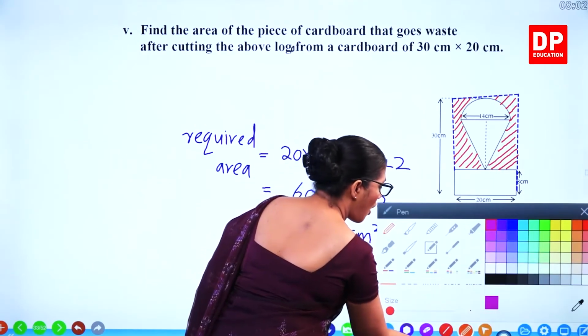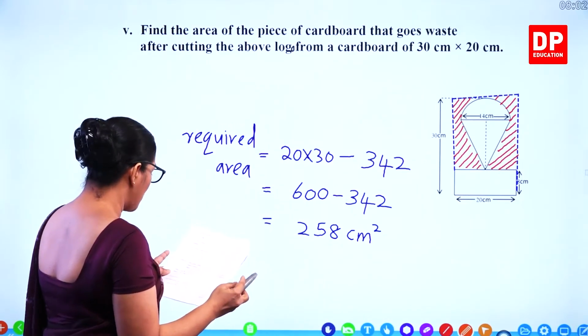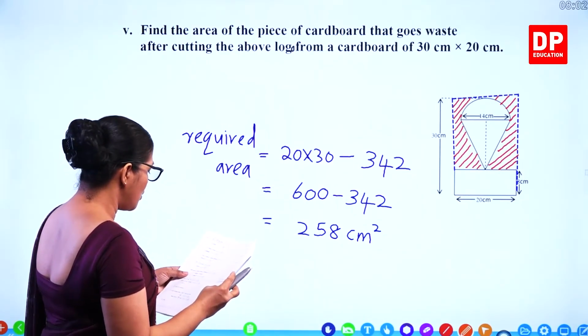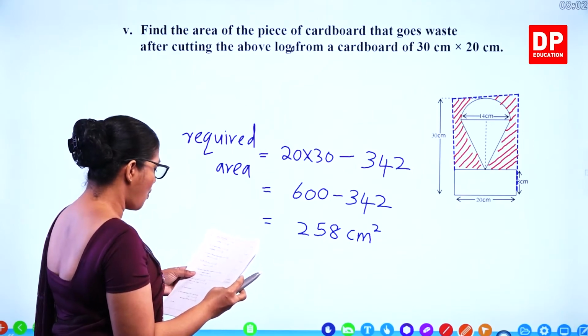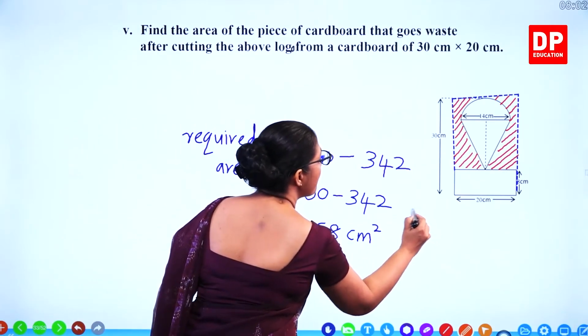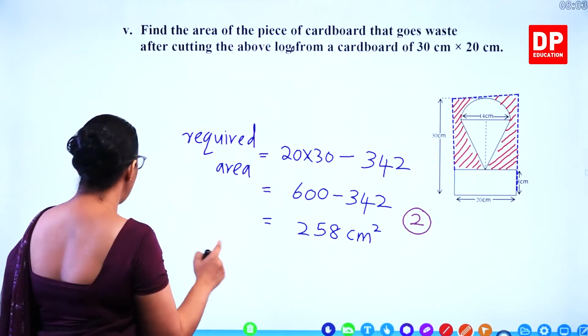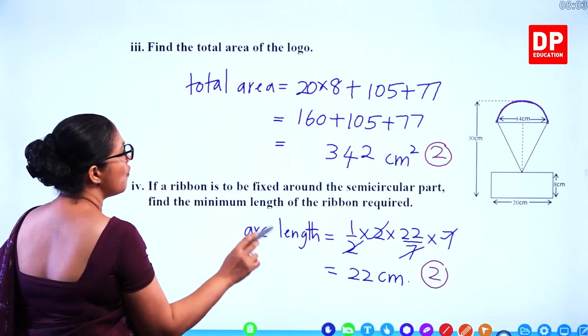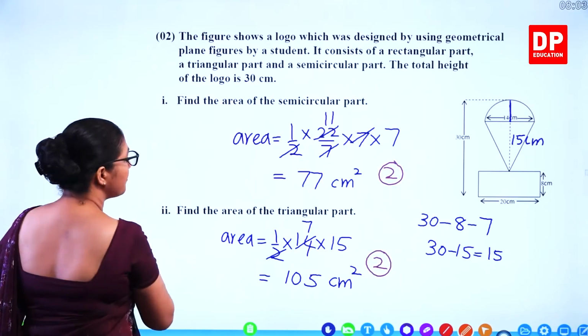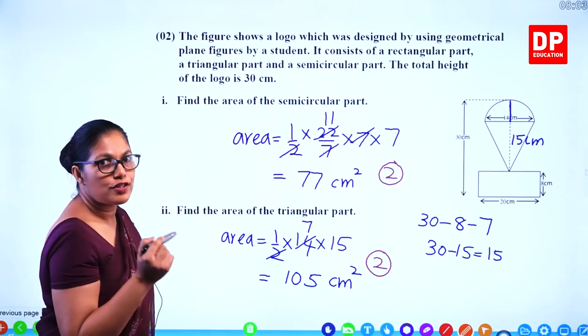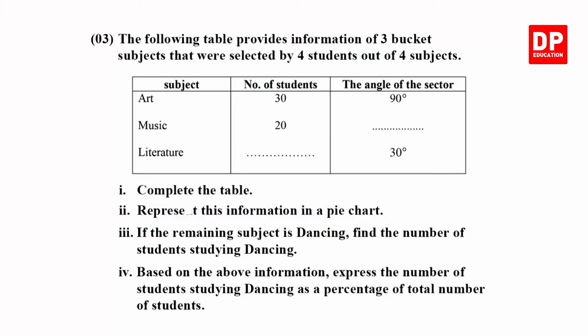So how many marks for this step? So the fifth part, you get 2 marks. So let's see whether you got 10 marks for this whole question. 2 here, 3, 4, 5, 6, 7, 8, 9, 10. So 10 marks for the whole question. Let's take question number 3.